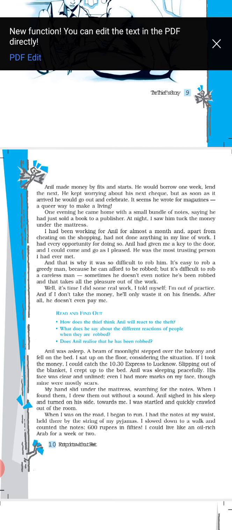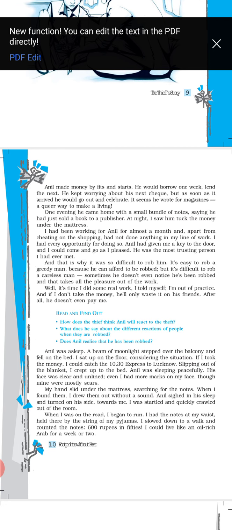We have also come to know that Anil made money by fits and starts. That means he made money by irregular works, you may say. Sometimes he also used to borrow money from someone, and the other day he used to return the money. So one day what happened, Anil came in with a bundle of notes, okay, and told Hari that he had sold a book to a publisher. That night he kept the money safely under the mattress of his bed.